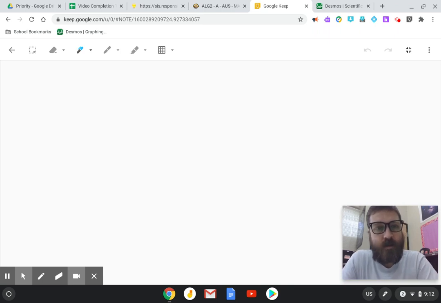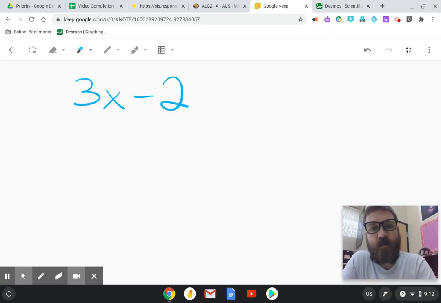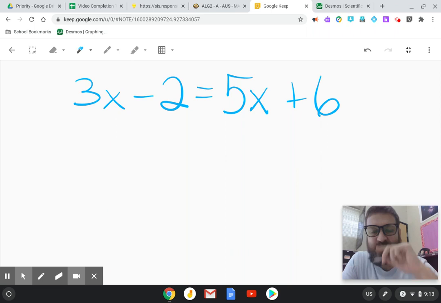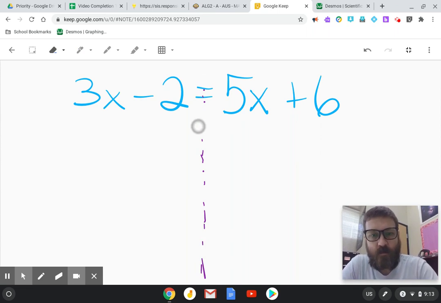So let's say I had 3x minus 2 equals 5x plus 6. So real quick, just to recap, remember that when we solve an equation, we imagine that it is divided in two by this equal sign. And I'm just going to make that look a little nicer.